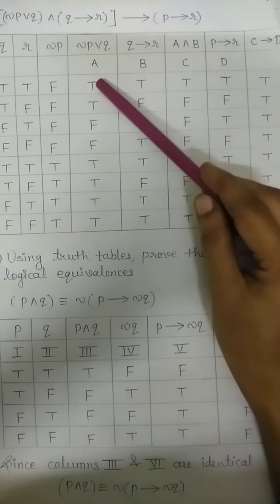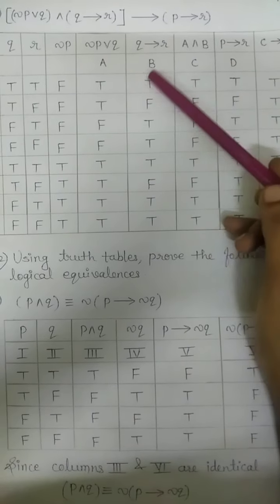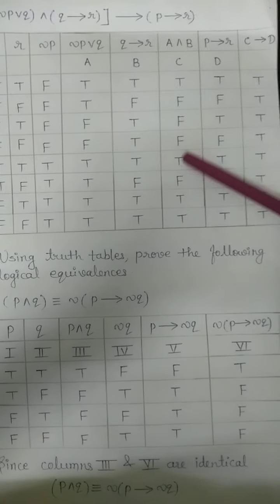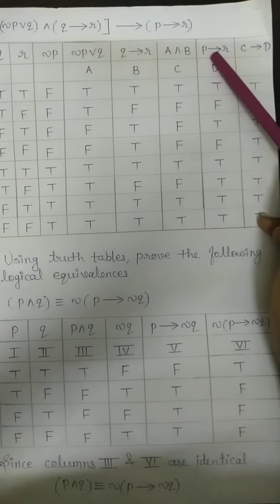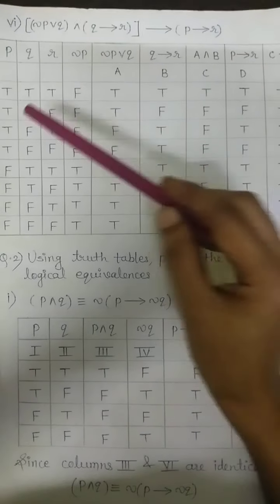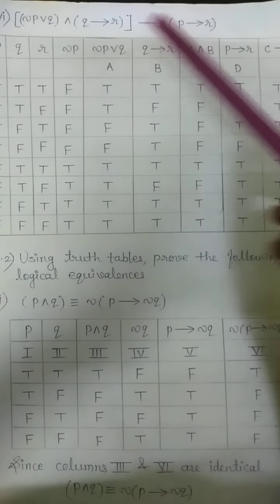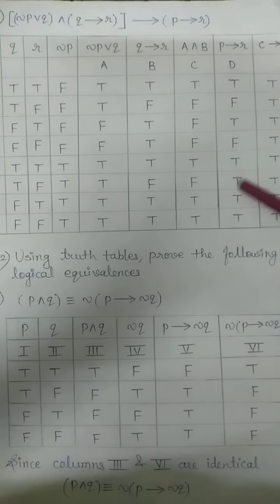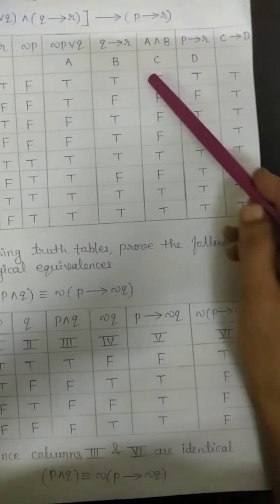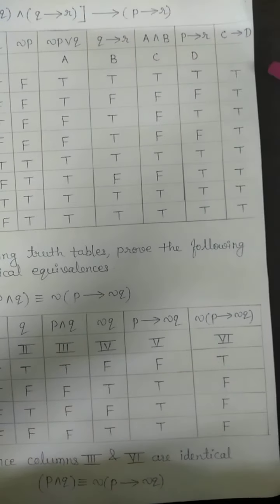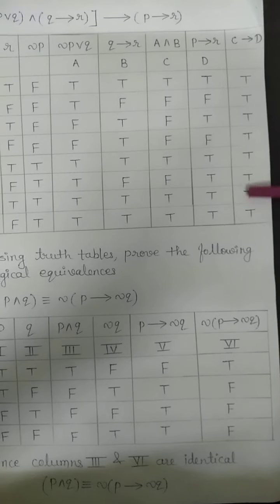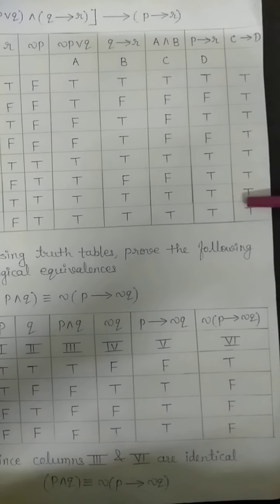Then A and B: out of both statements, if any one is false then the answer is false, we will get this. Then P implies R: again the same trick, only if the first is true and the second is false is the answer false, otherwise the answer is true. And finally C implies D: by using the same format we will get T in the last column.